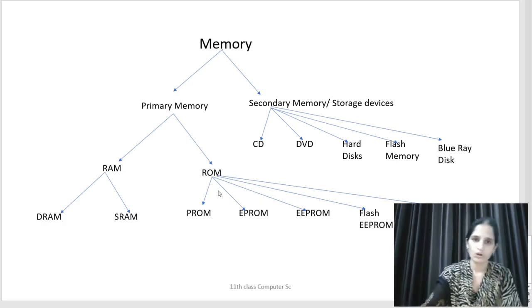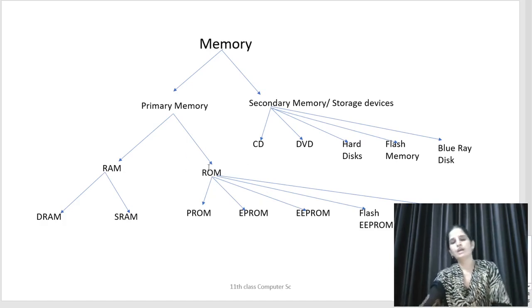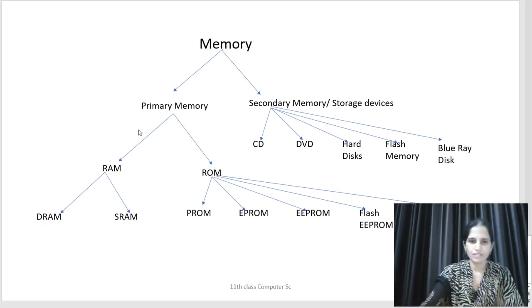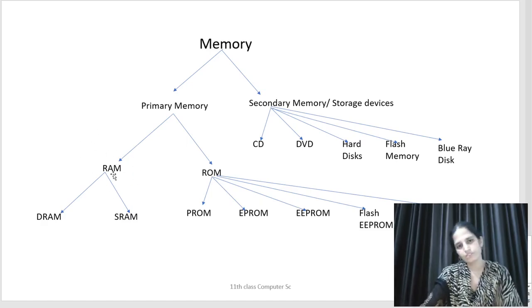And what do you mean by ROM? ROM is read-only memory. Data stored in the BIOS, the basic input-output system, is in ROM. It is permanent memory, but it is not as expensive as RAM. It is less expensive. Data goes first to RAM, and after some time, when you save your data, it is converted into ROM.